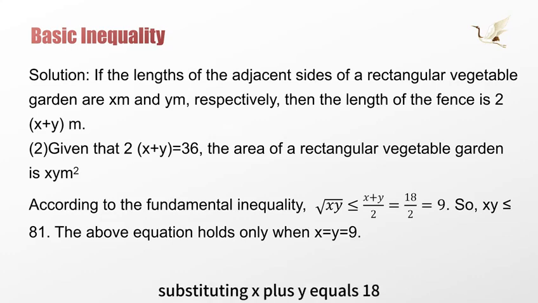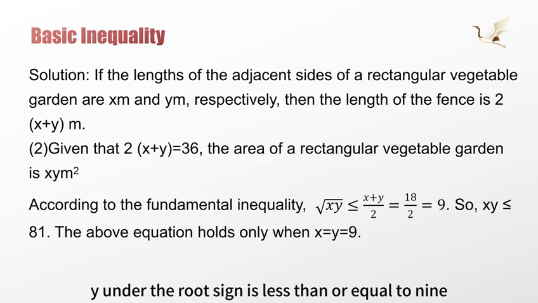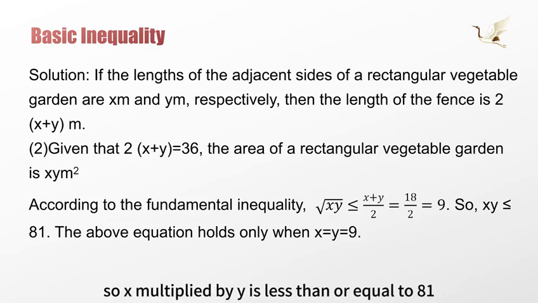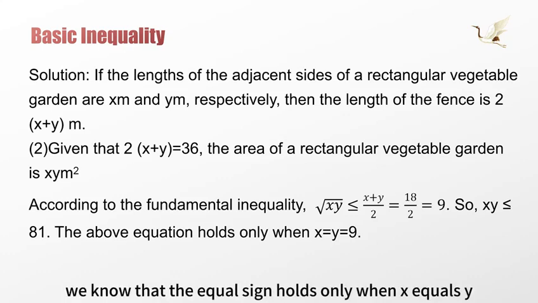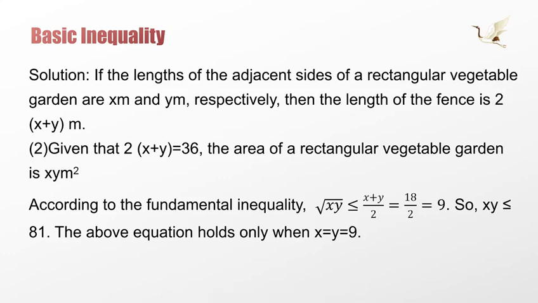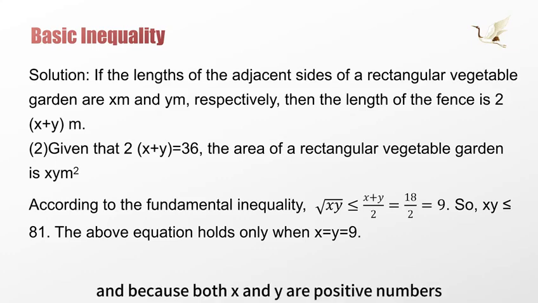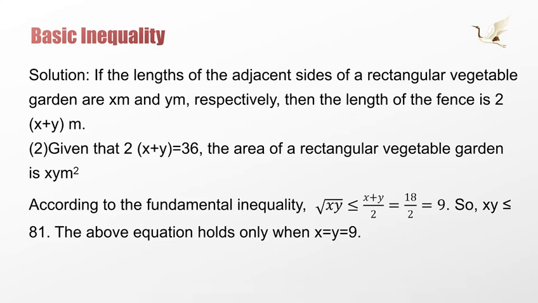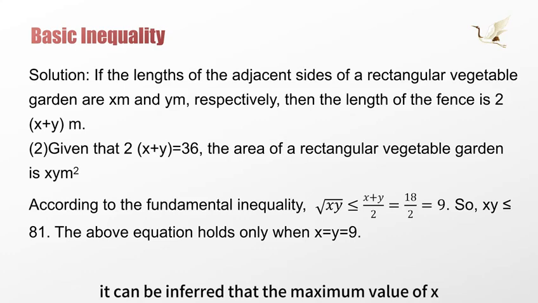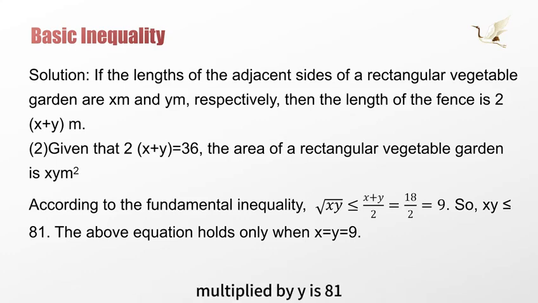Substituting x plus y equals 18, we can conclude that the square root of xy is less than or equal to 9, so x multiplied by y is less than or equal to 81. Can this equal sign be obtained? Let's still look at the basic inequality. We know that the equal sign holds only when x equals y. Because x plus y equals 18, and both x and y are positive numbers, the equal sign holds only when x equals y equals 9. Therefore, it can be inferred that the maximum value of x multiplied by y is 81.